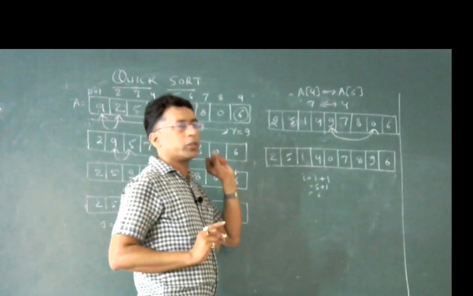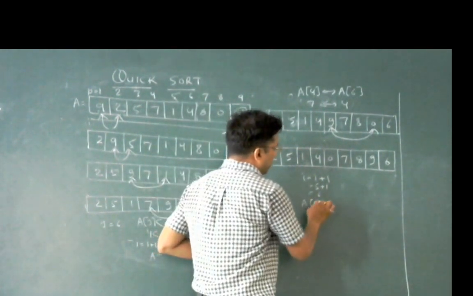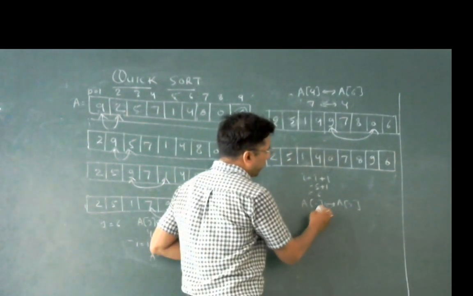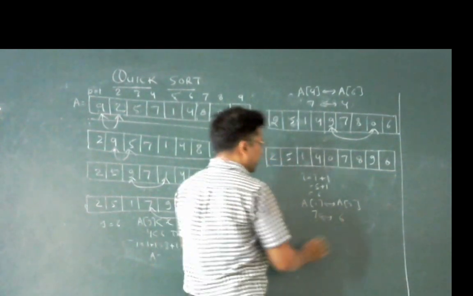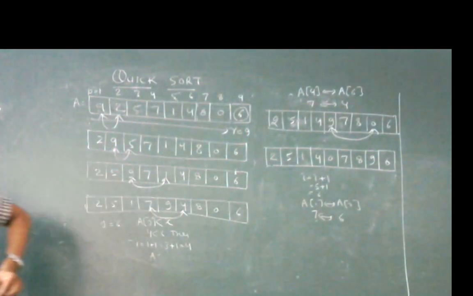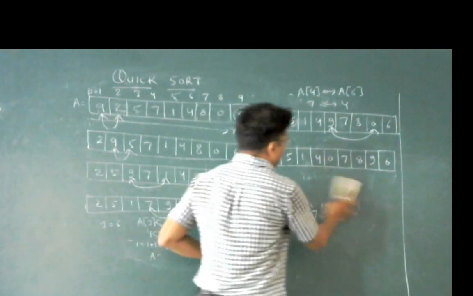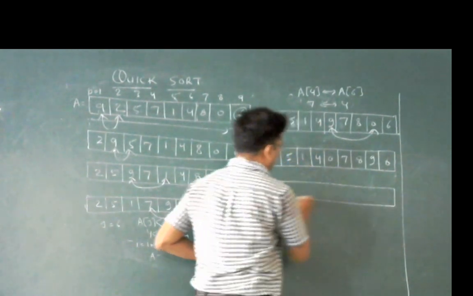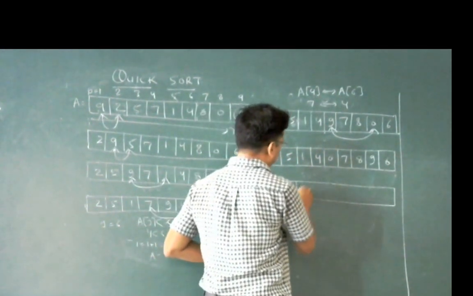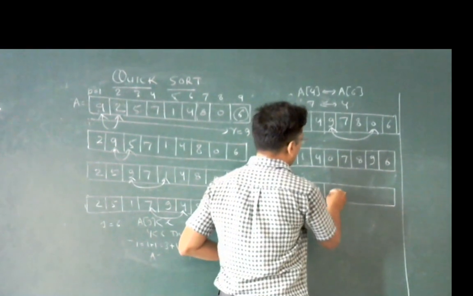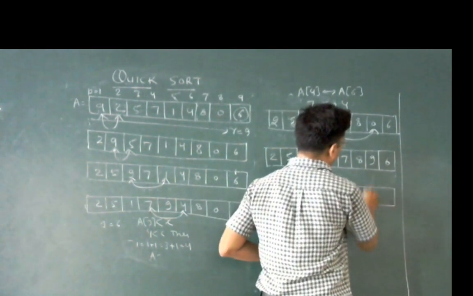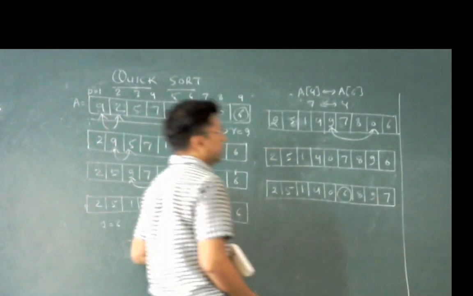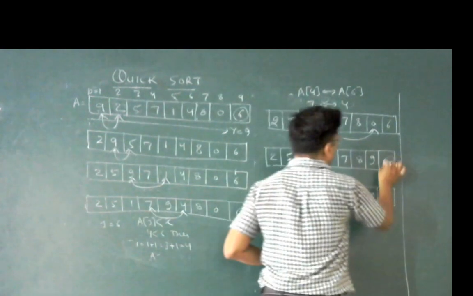This will be the position of a[i+1] with a[r]. This will be the final exchange operation. So here 7 will be exchanged with 6. So after that, the final position of the array would become like this: 2, 5, 1, 4, 0, 6, 8, 9, 7. This was our pivot element.